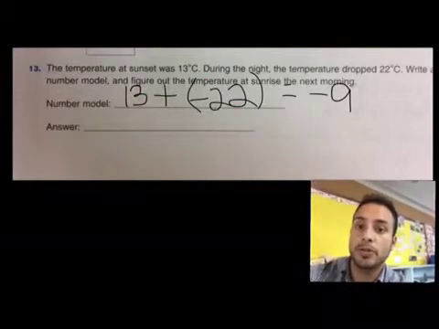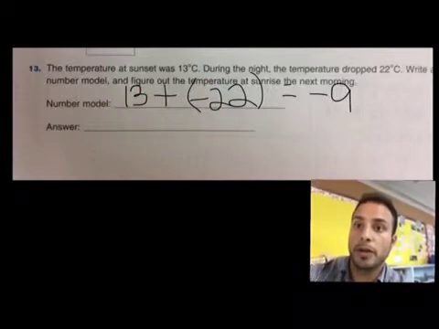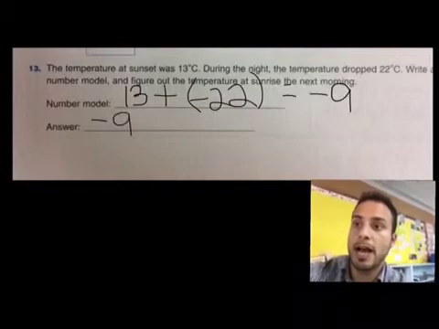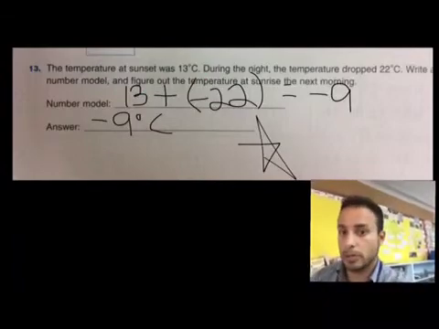So what is our answer? You could write this in words, or you could just write the number, but you could say, therefore, the temperature in the morning was negative 9 Celsius. Okay, this is another key answer, boys and girls.